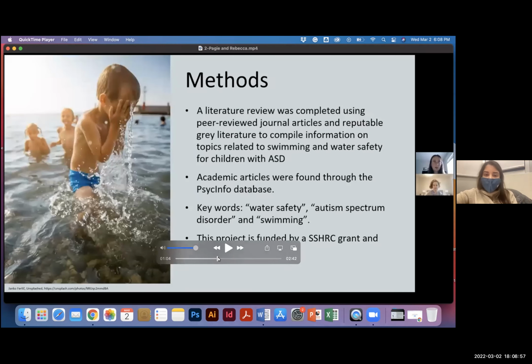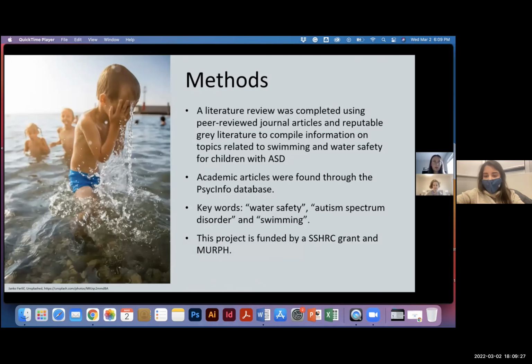Okay, methods. Periods and sentences. It's great that you've mentioned the funding. If you want, you could even include logos instead of bullet points somewhere. Then they don't have to read that last bullet and make logos. We'll share the MURPH logo with everyone as we shared as well.